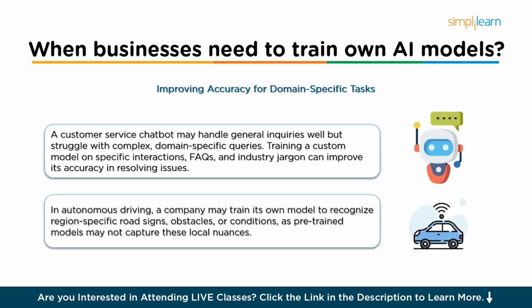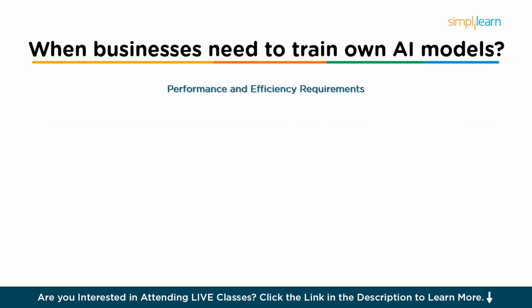Next is the example of autonomous driving. A company may want to train its own model to recognize specific road signs, obstacles, or driving conditions that are unique to certain regions or environments. So pre-trained models might not be sensitive enough to these specific use cases, requiring the business to train a model with localized data.